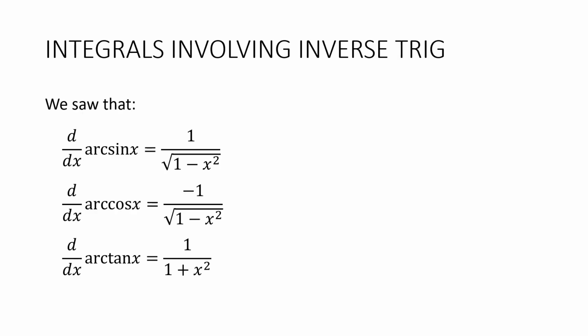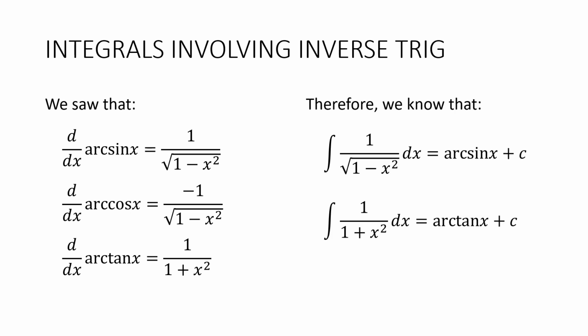Now, I showed you before that you're given some integrals of inverse trig. We saw in a previous lesson that the derivative of arc sine x is equal to 1 over the square root of 1 minus x squared. The derivative of arc cos x is equal to negative 1 over the square root of 1 minus x squared, and the derivative of arc tan x is equal to 1 over 1 plus x squared. So therefore, we can say that the integral of 1 over the square root of 1 minus x squared dx is arc sine x plus c, and the integral of 1 over 1 plus x squared dx is arc tan x plus c.